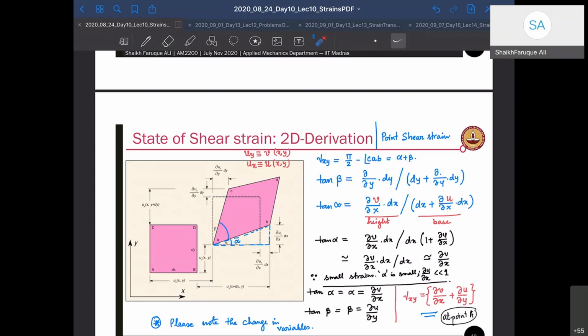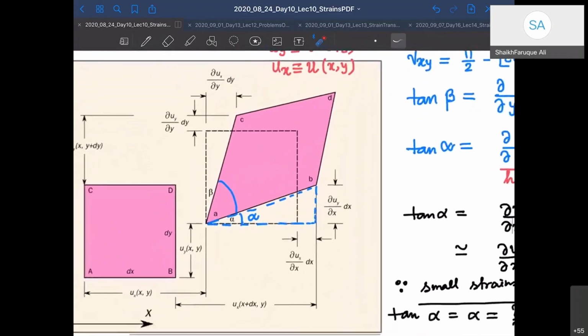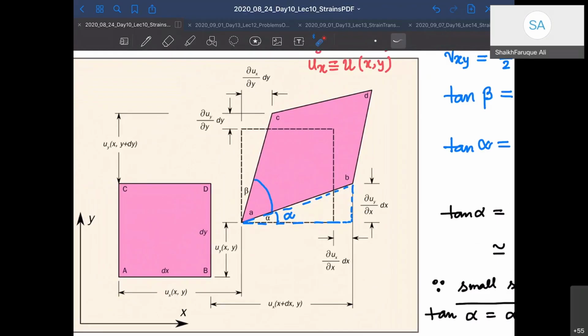So we know it's not difficult. We know tan beta and tan alpha. What is going to be tan alpha? Tan alpha is this by this, right? This triangle will give you my tan alpha. So tan alpha is going to be this divided by this, right? So what is this? We know already. We have done it before. Partial derivative of u_y divided by x, because this is the x, right? So how much increment in y you are getting with respect to x, into dx, so total.